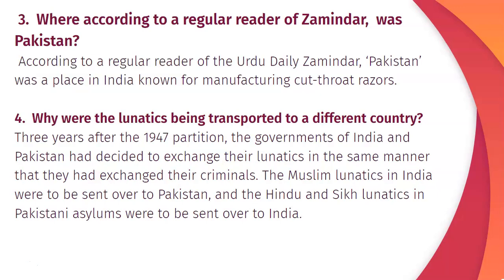Question number 4. Why were the lunatics being transported to a different country? Three years after the 1947 partition, the governments of India and Pakistan had decided to exchange their lunatics in the same manner that they had exchanged their criminals. The Muslim lunatics in India were to be sent over to Pakistan, and the Hindu and Sikh lunatics in Pakistani asylums were to be sent over to India.